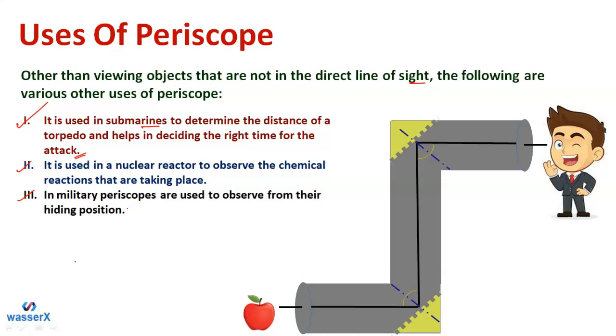The periscope works on the principle of the laws of reflection, and we generally use 2 or 3 plane mirrors. That totally depends on the kind of periscope we are making. Okay students, the number of mirrors depends on how many bends are there, that's totally dependent on that.